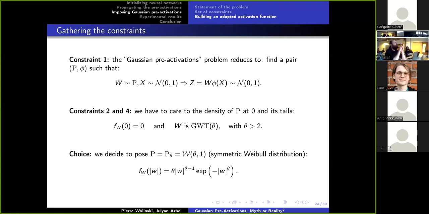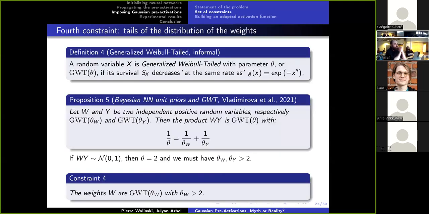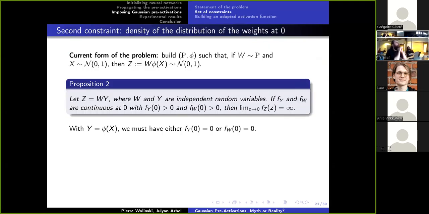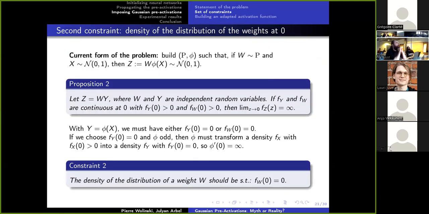Because there are two effects. First, it's all about this proposition. When you multiply two random variables, and these two random variables have a non-zero density at 0, then you have an infinite density at 0 here. So if W is Gaussian, then you must have a Y here with a zero density at 0.